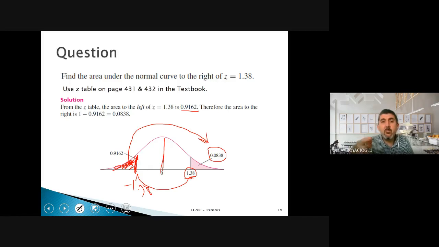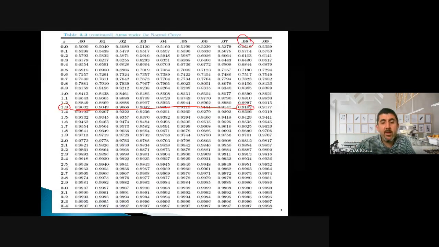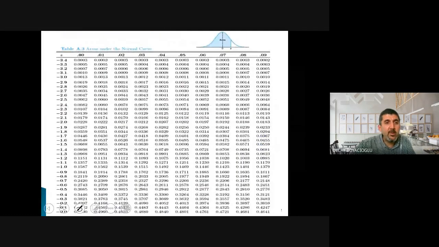Let's look at the minus 1.38 and see if this is correct. Let me find out here, minus 1.38 here. Here it is. Look at that. I found the same value again. Minus 1.38. The area under the curve to the left of that z value is 0.0838. This is the number that I just calculated when I was using the positive z value.